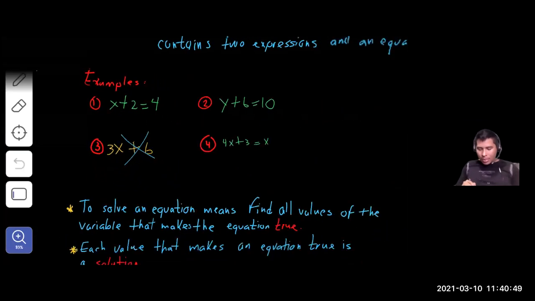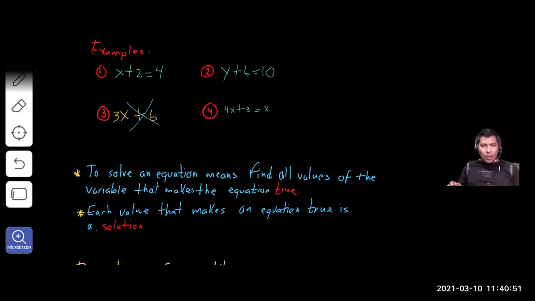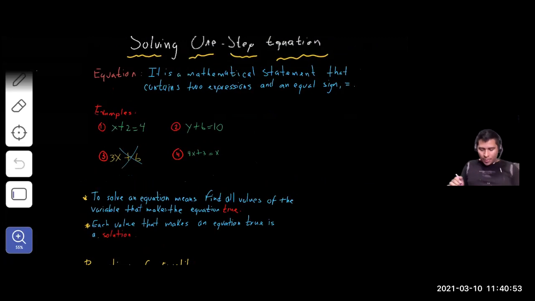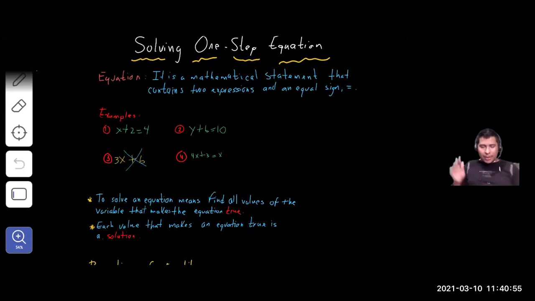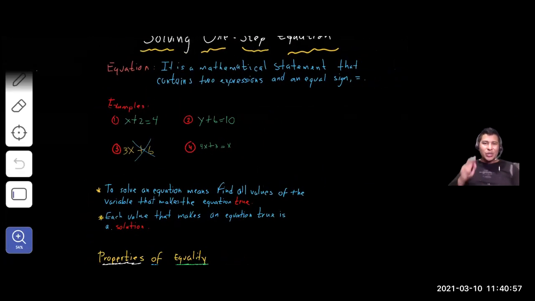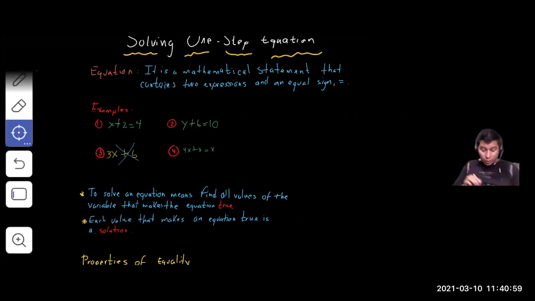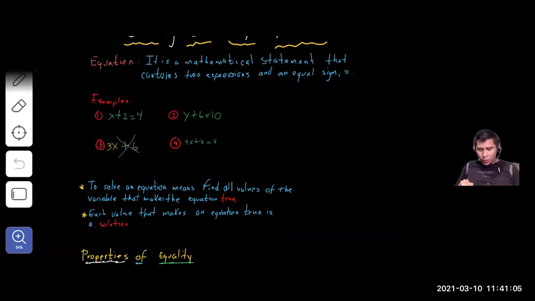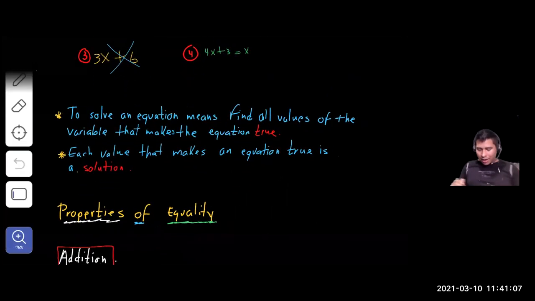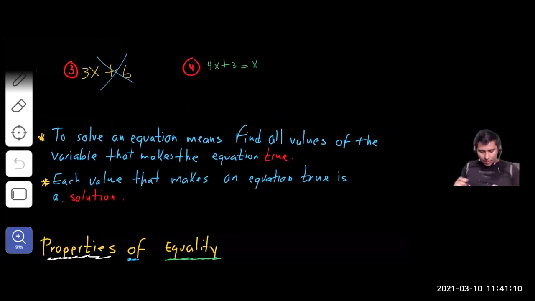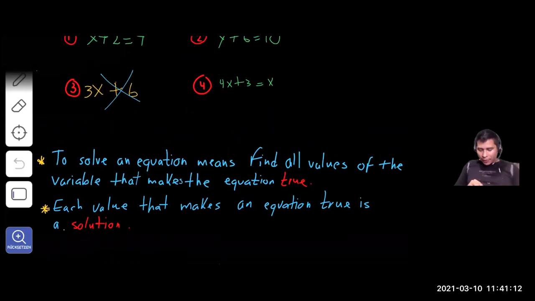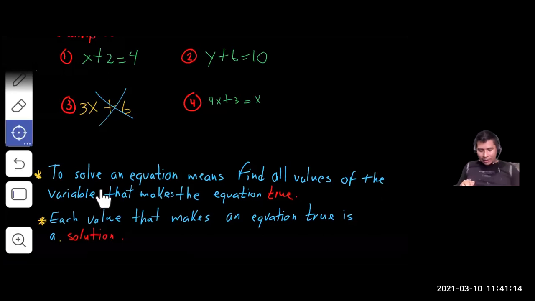Let's move on. That is the first concept that I wanted you to know, which is an equation. An equation is a mathematical expression that contains two expressions, take a look, two of them. This is one expression, this is another one, and an equal sign. Let's go to this concept, which says to solve an equation means to find all the values of the variable that make the equation true.